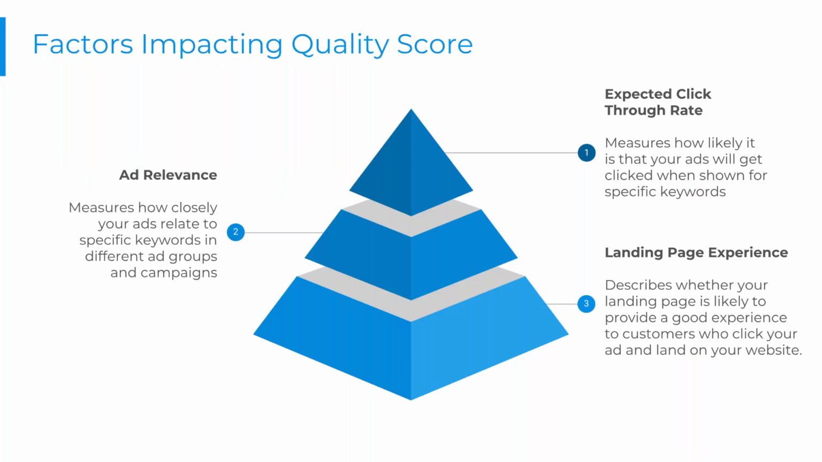And as I was saying, the factors impacting quality score. Let's start with expected click-through rate. It measures how likely it is that your ads will get clicked when shown for specific keywords. Ad relevance measures how closely your ads relate to specific keywords in different ad groups and campaigns. And landing page experience describes whether your landing page is likely to provide a good experience to customers who click your ad and land on your website.